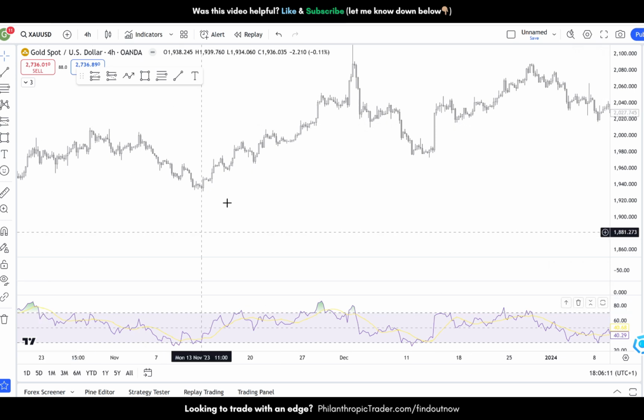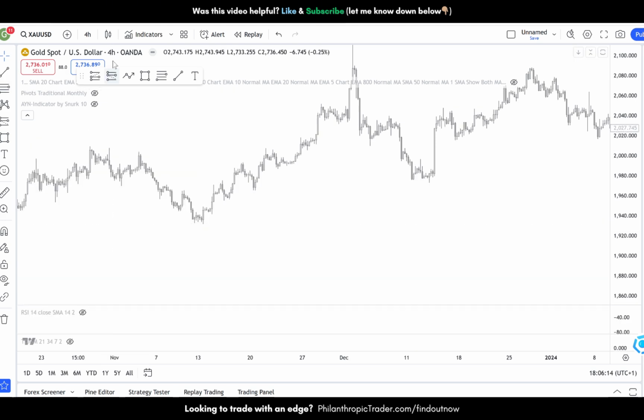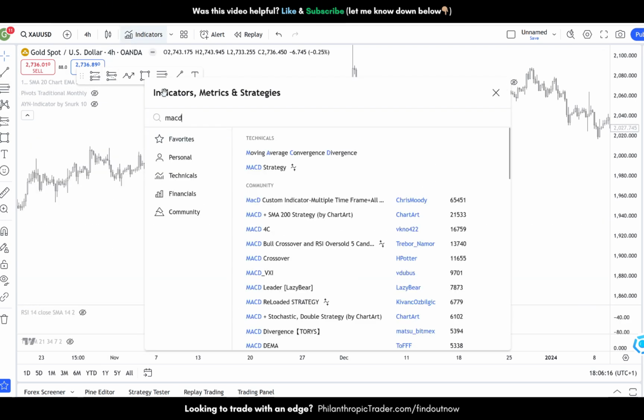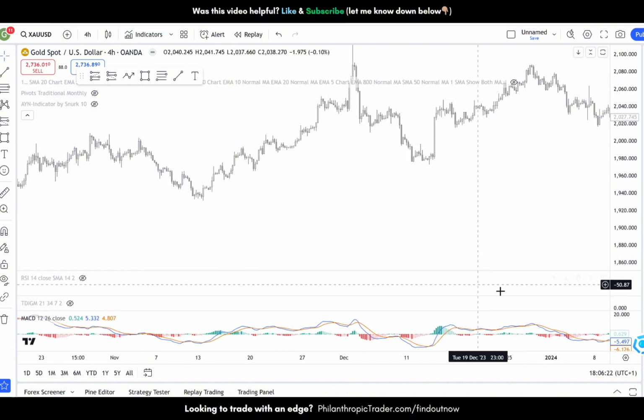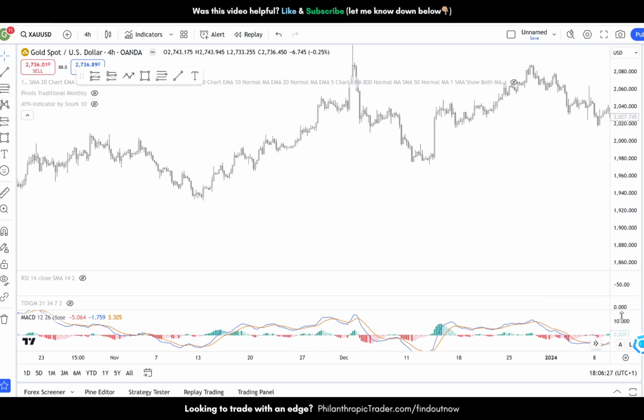Next, let me delete this one. Let me show you the MACD. The MACD is a moving average convergence divergence. It has a long name. Let me zoom in a little bit, make it bigger. So a more sophisticated tool that not only follows the trend but also gauges the momentum. And the MACD consists of two moving averages and a histogram, which together help predict future price movement more accurately.